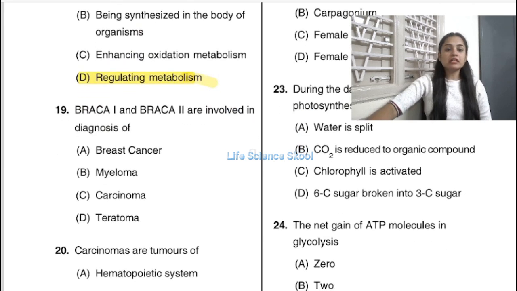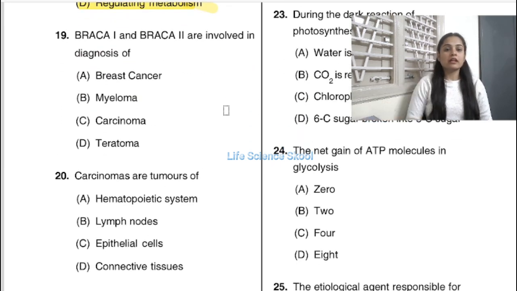Okay. Next, moving on to the next question. 19th one, BRCA1 and BRCA2 are involved in diagnosis of option A, breast cancer, option B, myeloma, option C, carcinoma, option D, teratoma. So they are asking about breast cancer, and these BRCA1 and BRCA2 are the genes which avoid the breast cancer. If there is any mutation in these BRCA1 and BRCA2, then it leads to a breast cancer.